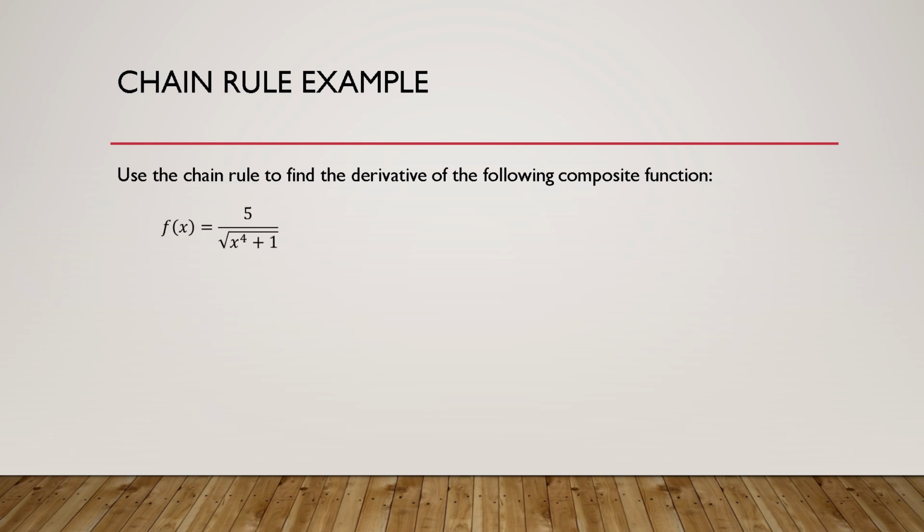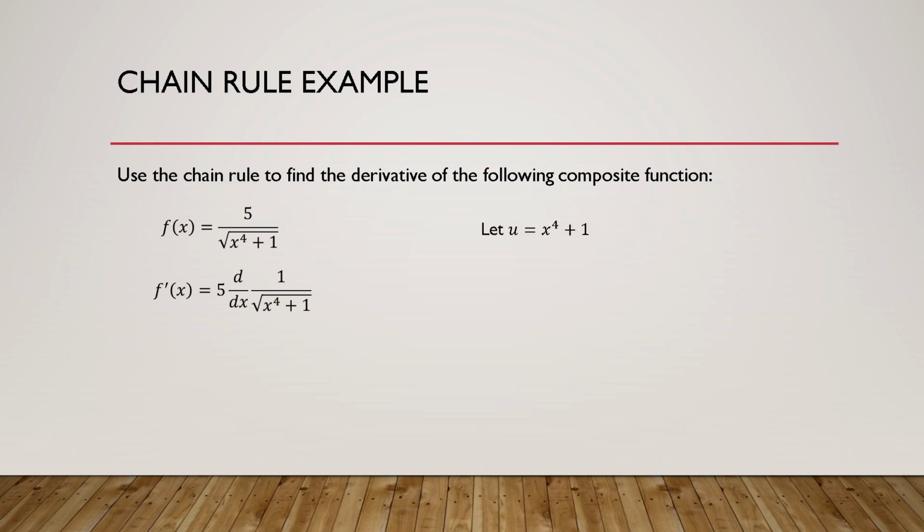Let's look at a second example. This time, find the derivative of the function f of x is equal to 5 over the square root of x to the 4th plus 1. First, the constant 5 in the numerator may be taken out so that we are only finding the derivative of 1 over the square root of x to the 4th plus 1.